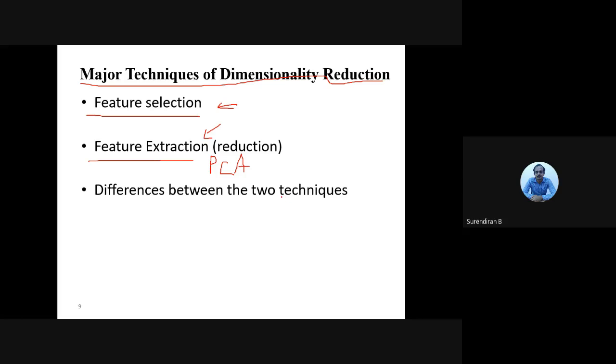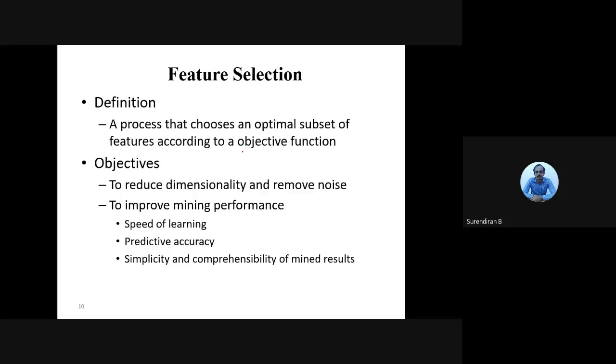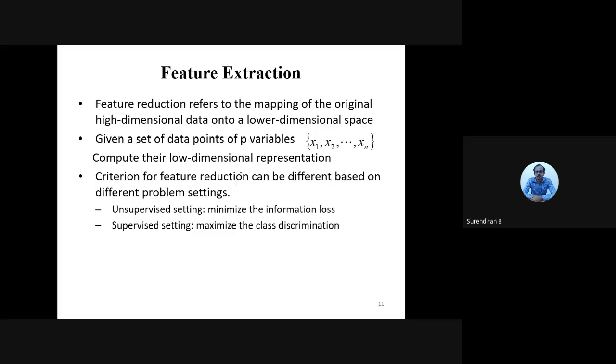The difference between feature selection and feature extraction is that in feature selection, we select an optimal subset. From n features we select k features. Out of n we select k features. That is the feature selection algorithm. Here it is simple to implement, and the speed of learning is better. It improves the performance of your classification algorithm. And the feature extraction methods are based on PCA, independent component analysis, or factor analysis.